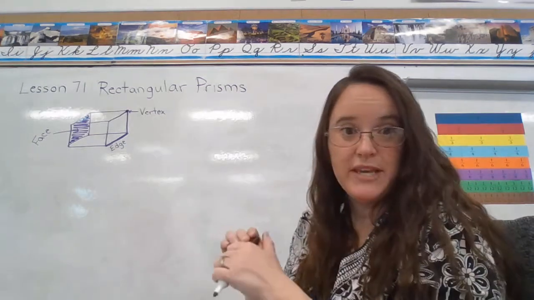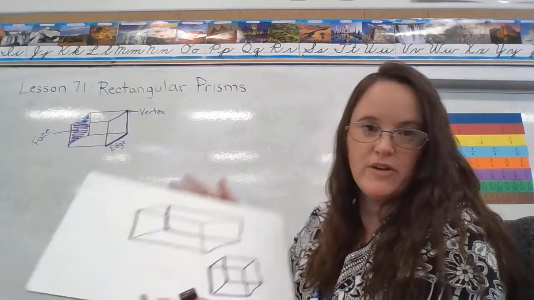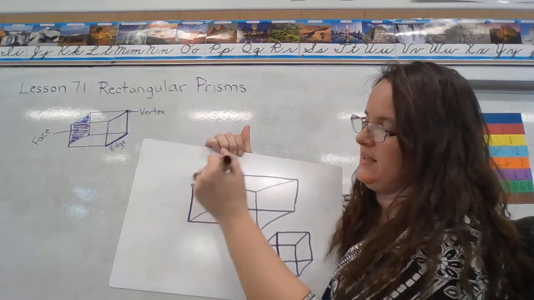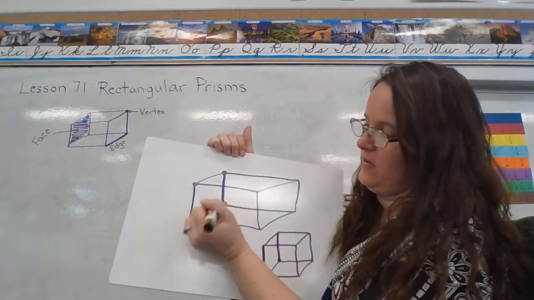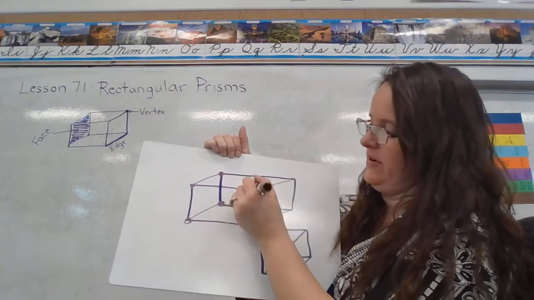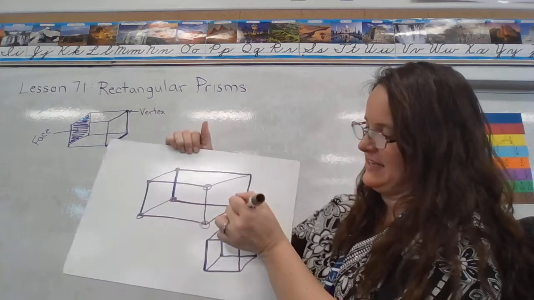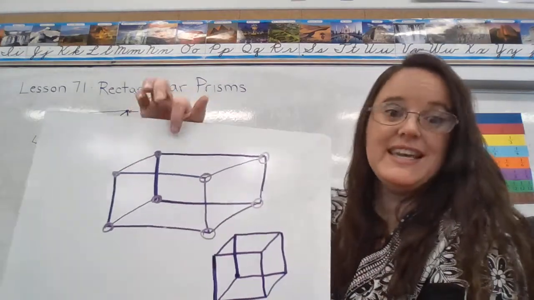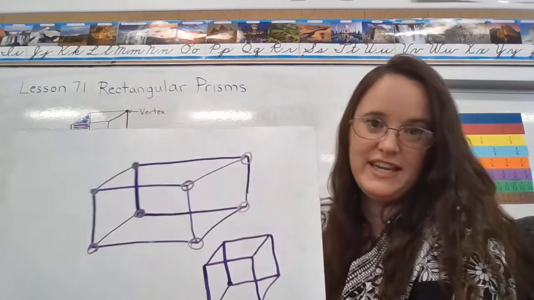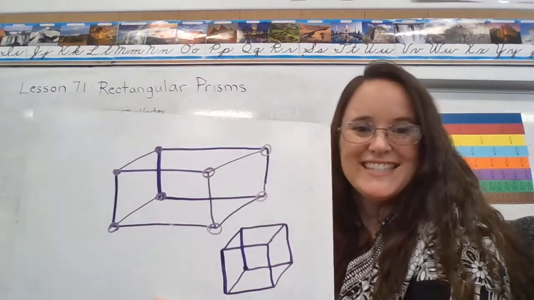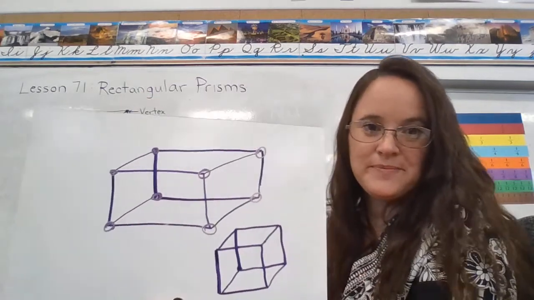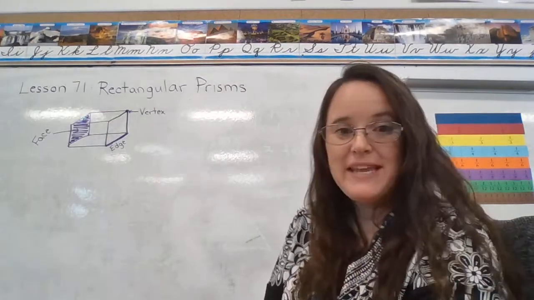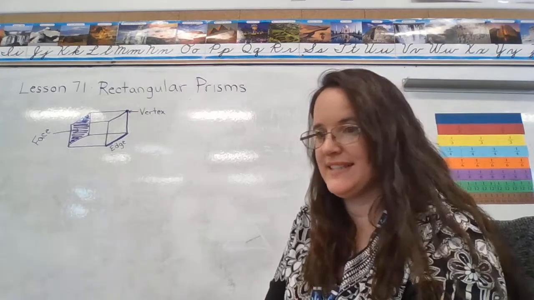So we're going to use one of my pictures so that I make sure I don't count any of them twice. So let's use this picture. We have 1, 2, 3, 4, 5, 6, 7, 8. There are 8 vertices in every box. In every rectangular prism, we have 8 vertices. Did you say 8 when you counted them on your own? Nice.